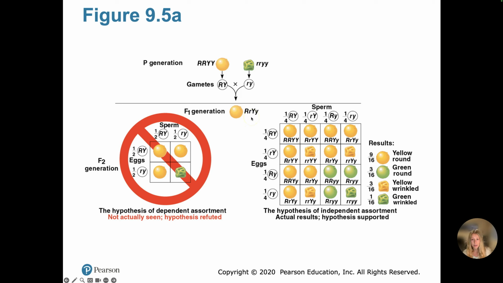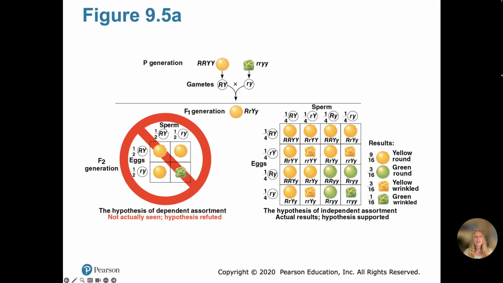Then we're going to cross that F1 generation. So R, lowercase r, capital Y, lowercase y. We're going to cross that with another individual with the exact same genotype. These are the results that Mendel actually found. So the alleles assort independently, and we can see that not only do we have yellow round seeds, which were one of the parents, and green wrinkly seeds, which the other parent was, we also have yellow wrinkly seeds, which we did not see in the parent generation, and green round seeds, which we also did not see in the parent generation.